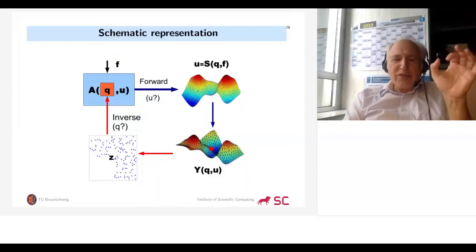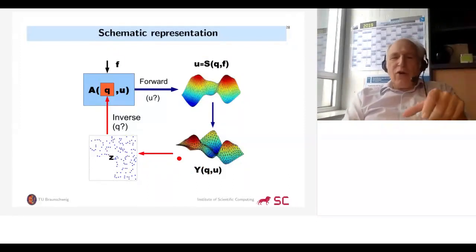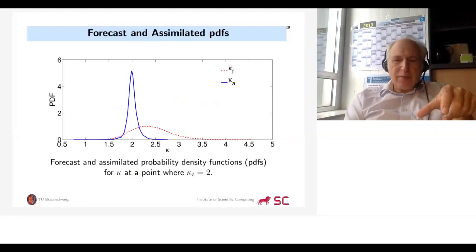From this, we can predict, for instance, our quantity of interest. These blue dots may be where you drill a hole and look at your quantity of interest. And from this, you do the update. This is the inverse problem. So this is the forward problem, and then this is the inverse problem, from these observations to change this.